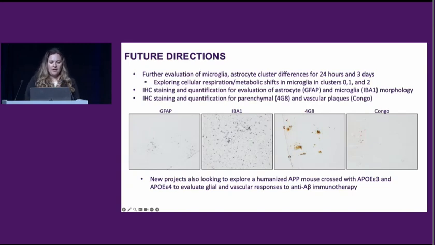And so as you can imagine, I have quite a bit more work to do. I'll be quantifying and looking at the microglia and astrocyte clusters for this data set for 24 hours and 3 days, also looking at the cellular shifts, and doing some IHC staining, which is ongoing, looking at GFAP, IBA1, 4G8, so those diffuse plaques, and compact Congo plaques. And thank you to the Alzheimer's Association, I am now funded to use a Model AD model of humanized APP that I'm going to cross with ApoE3 and ApoE4 to help establish these glial responses and how they may affect the vasculature.